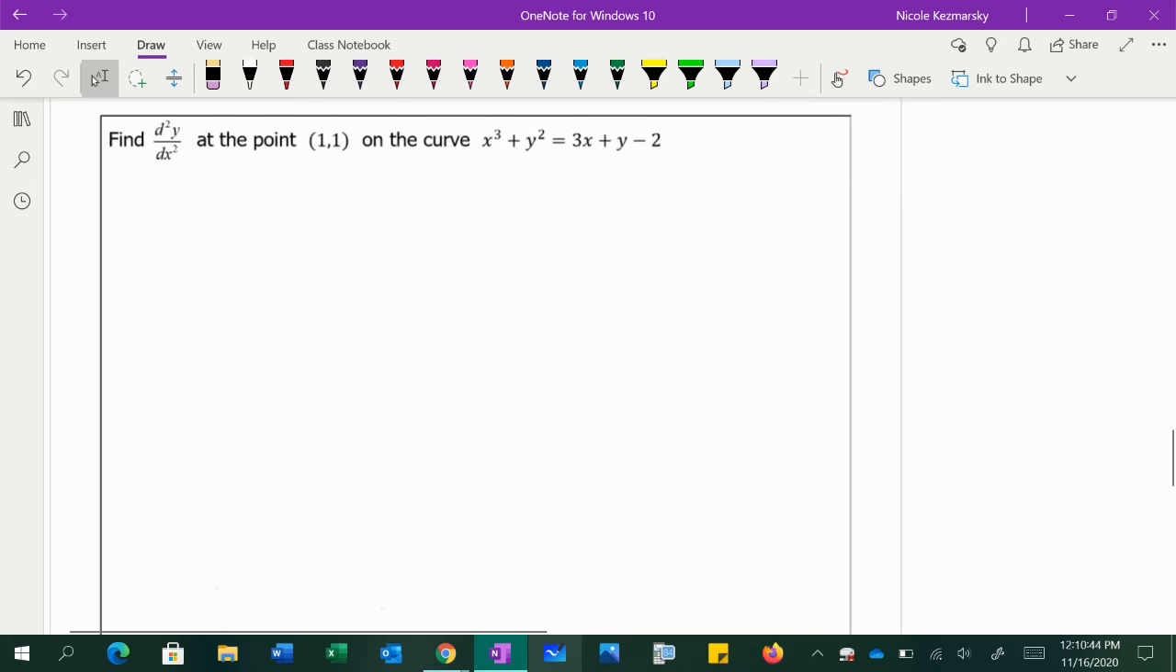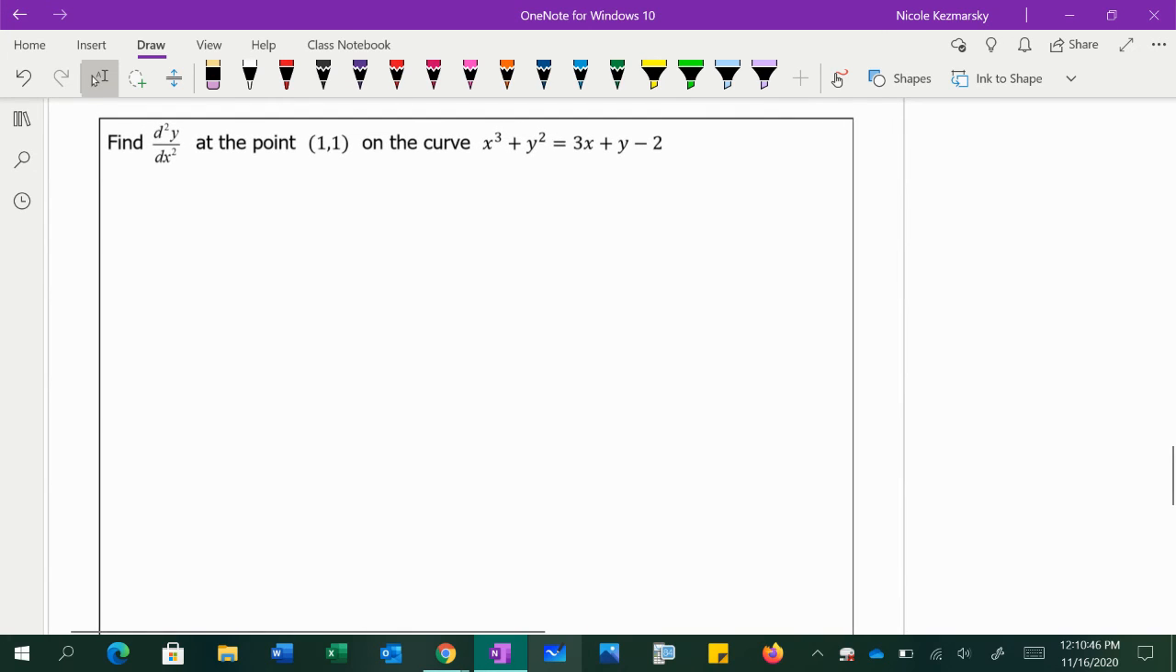Next page, let's make this a little bigger. We want to find the second derivative at a given point. Now these are kind of nice, especially when you've got some ugly looking implicit differentiation equation. So I've got x cubed plus y squared equals 3x plus y minus 2. And we're trying to find the second derivative.